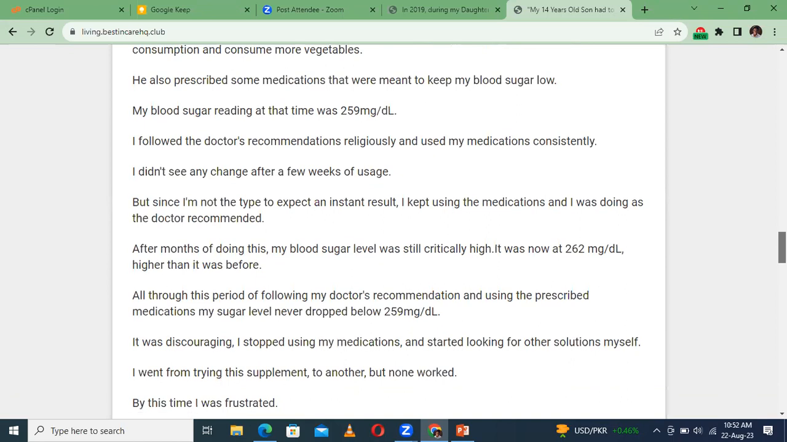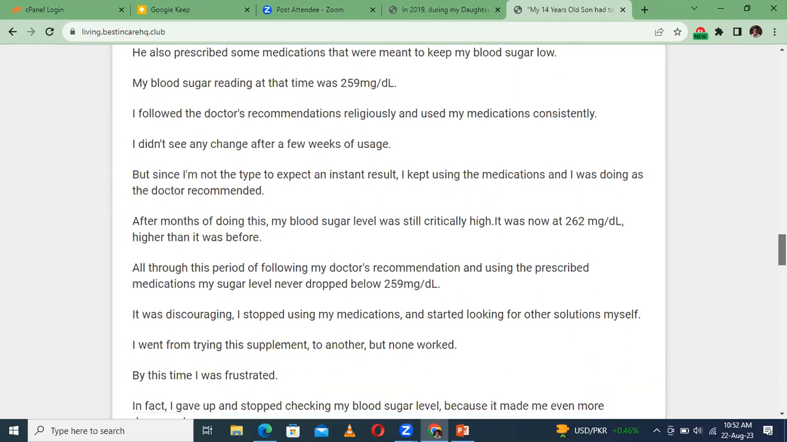I followed the doctor's recommendations religiously and used my medications consistently. I made a mistake here. I should have added but. I didn't see any change after a few weeks of usage. But since I'm not the type to expect an instant result, I kept using the medicine and doing as the doctor recommended. I should have added but here too.